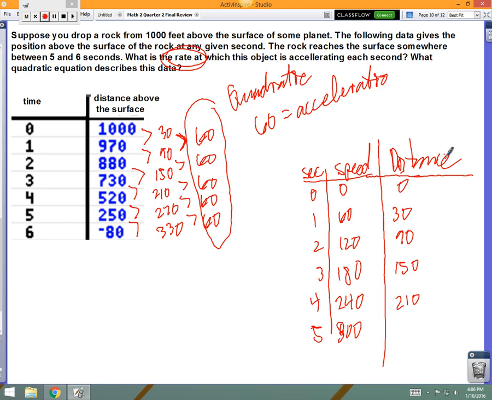So if you want the total distance, 0 is going to be 0, 1 is going to be 30, the second is going to be 30 from the first plus 90, that is going to be 210, the total distance from 0 to 2. If you want to go from 0 to 3, you got to add 30 plus 90, so you got to add your 210 plus 150 that it falls between the second and third second, and your total is going to be 360.